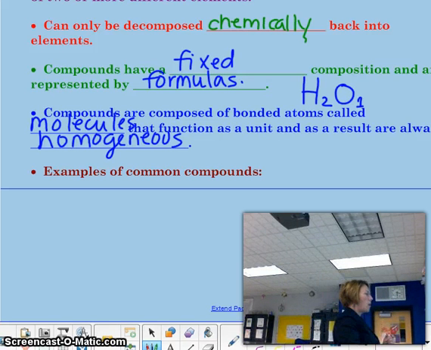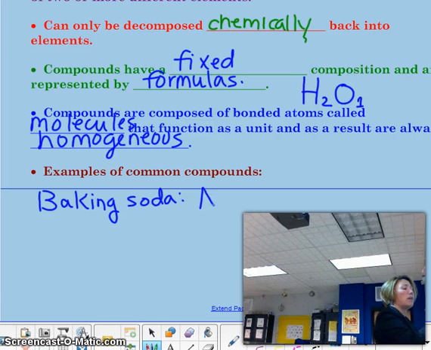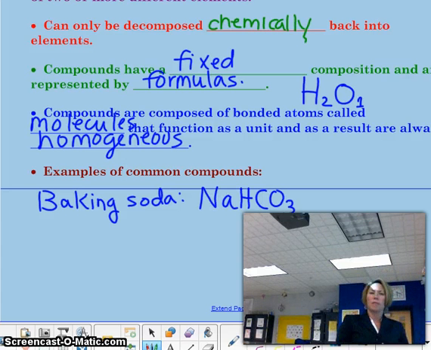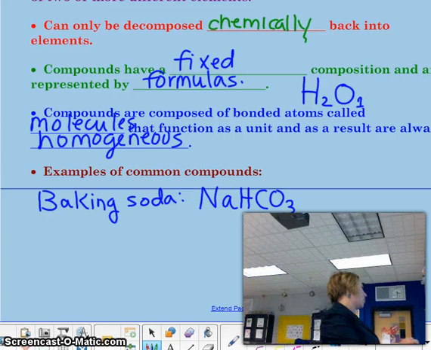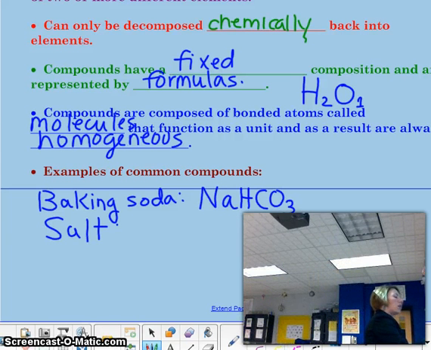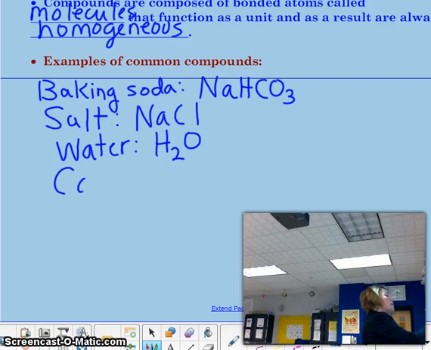Some common compounds for you are baking soda. You've probably cooked with that before, or at least heard of it. That's sodium hydrogen carbonate, the chemical name for that. That's a compound. So even though it's made of 1, 2, 3, 4 different types of atoms, they behave all as a unit to create one molecule. Sodium chloride, table salt, right? NaCl. You have water, H2O. You have carbon dioxide.